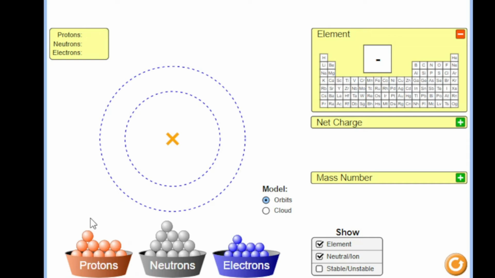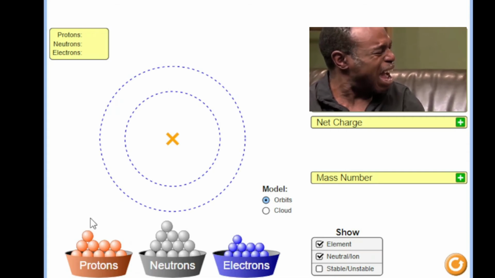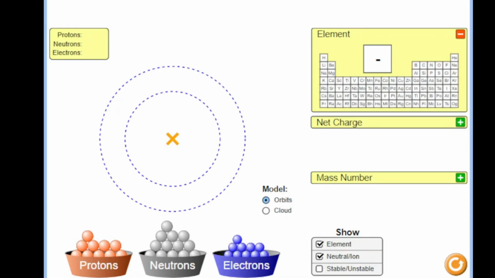Sir, may pinagdadaanan ka ba, sir? Sir, kung may pinagdadaanan ka po, okay lang. Damayan ka namin. Hindi, wala naman. Sir, pag-usapan natin yan.